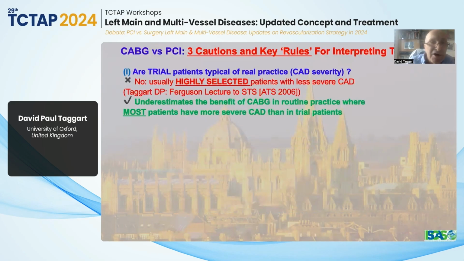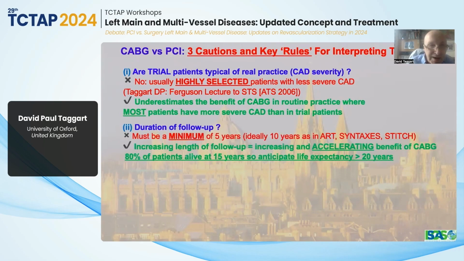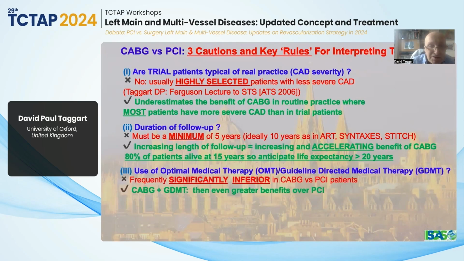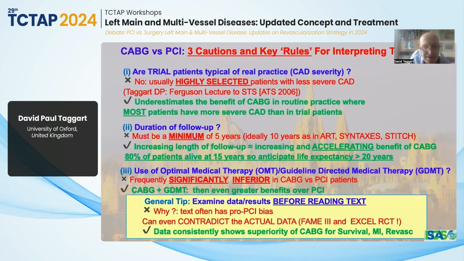3 other cautions are, however, we need to look carefully at what patients are in the trial, because they often don't represent routine clinical practice. We must have a minimum duration of follow-up of at least 5 years, because almost every study of CABG and PCI shows that the survival benefit of CABG continues to grow with increasing duration of follow-up. And we need to try and ensure CABG patients also receive optimal medical therapy in the same way that PCI patients do. And a final tip is always look at results and tables before you read text, because you should then be able to work out what the text will say, because often the text will have a pro-PCI bias.